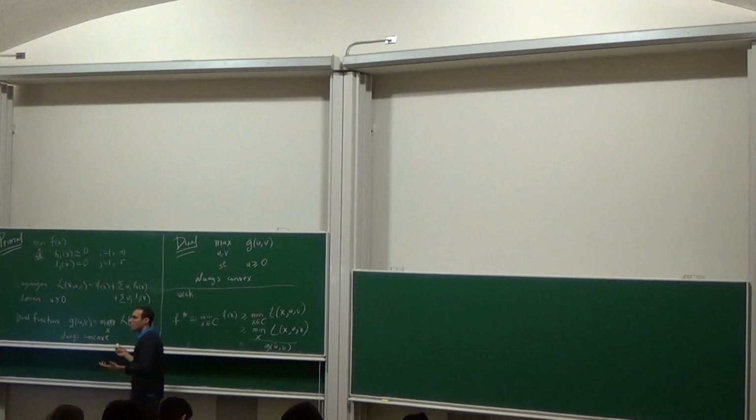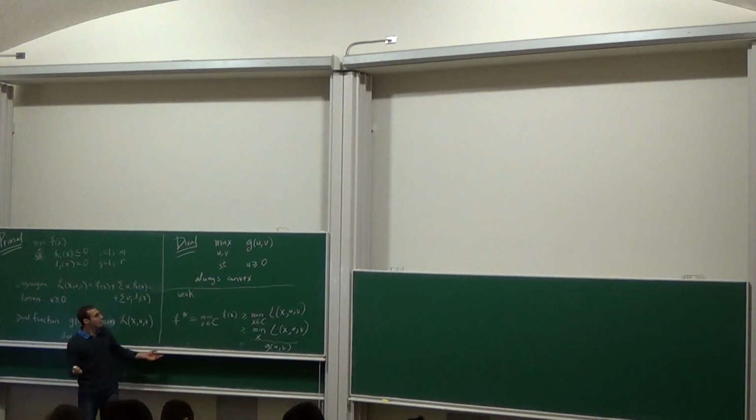I want to maximize the dual function, the lower bound on my primal criterion value, f star, over all possible dual points. So that's over all v and over all u that are non-negative in every component.